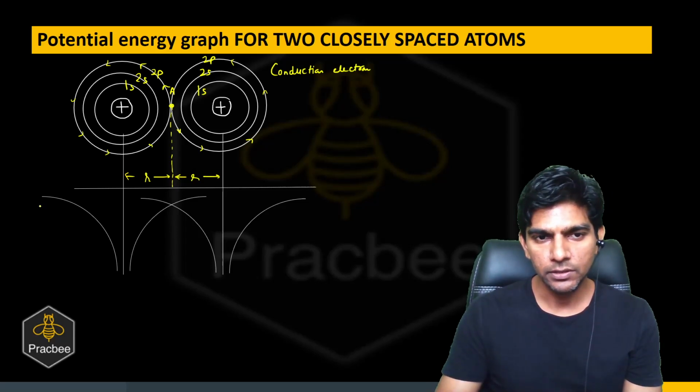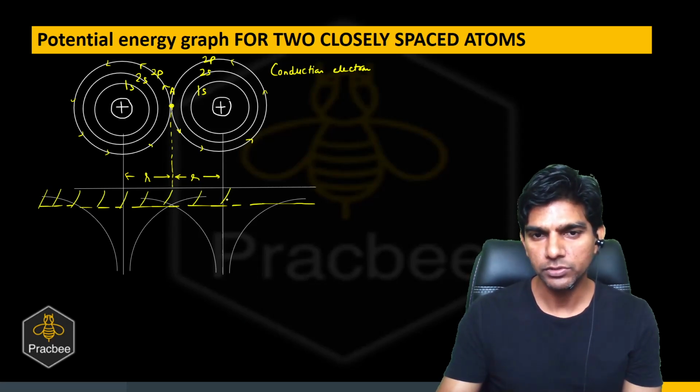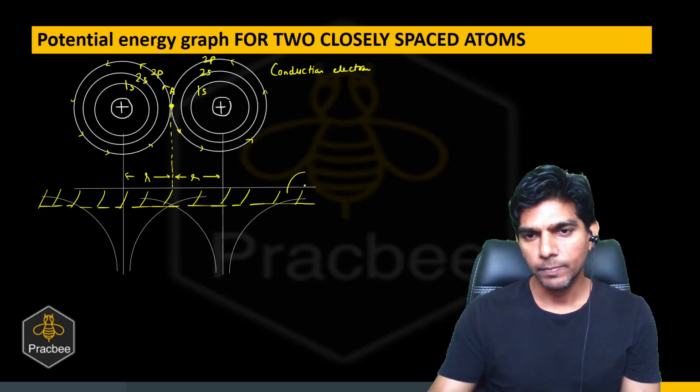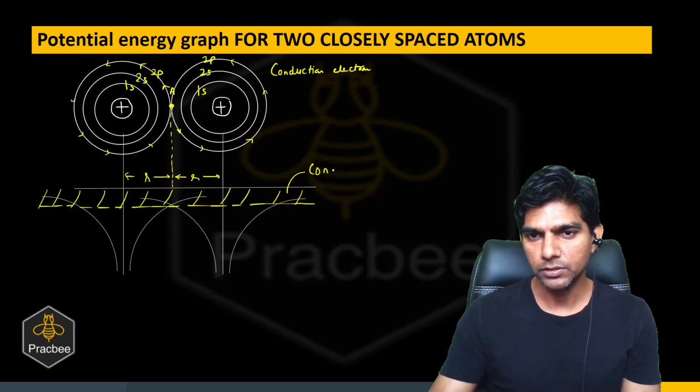So I can show this in this diagram. The electrons having energy greater than, let us say, this 2p energy will take part in the conduction process. And this is kind of a band, a range of energy. When we have a range of energies, it is called a band, and this band is known as the conduction band.